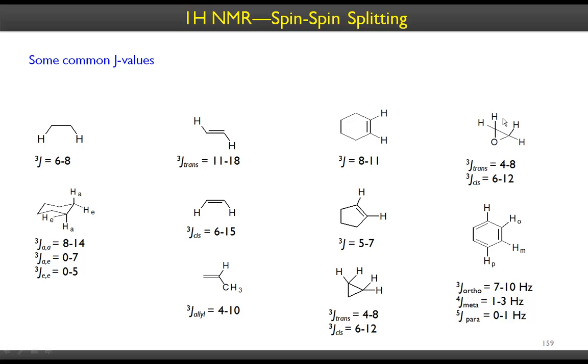This is an epoxide. Depending upon whether it's a trans epoxide or a cis epoxide, the couplings would be different. Again, that's shown here.